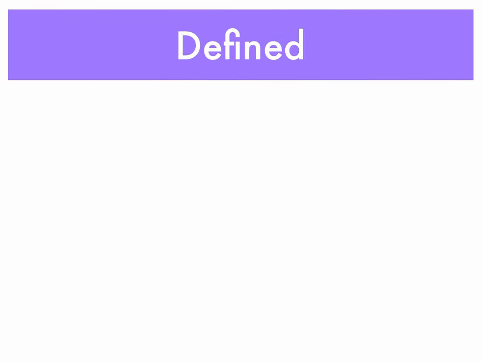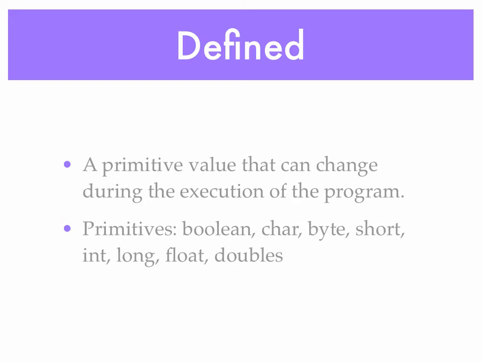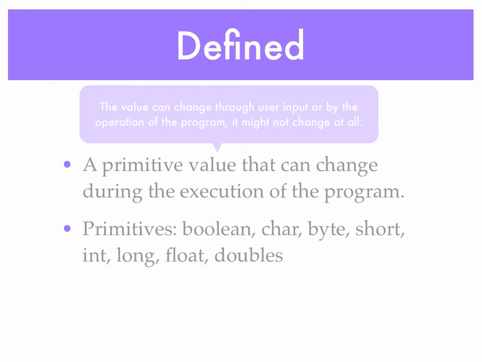First, let's define them. A primitive variable in Java is a primitive value that can change during the execution of the program. We recall that primitives are booleans, chars, bytes, shorts, ints, longs, floats, and doubles. So a primitive variable in Java is a variable that can change through user input or by the operation of the program. It might not change at all.